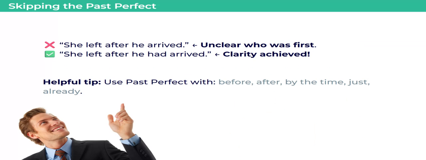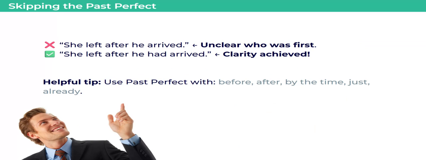Okay, our third thing to avoid is skipping the past perfect. Okay, so the past perfect, it may be an intimidating verb tense to use, but we need it in some situations. So, for example, let's have a look at an incorrect sentence. She left after he arrived. Okay, she left after he arrived.